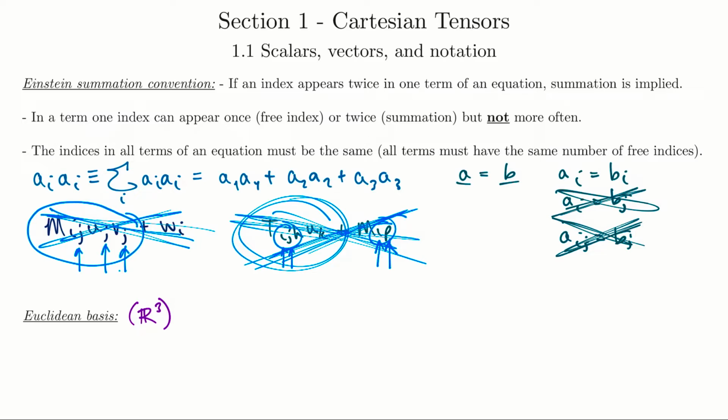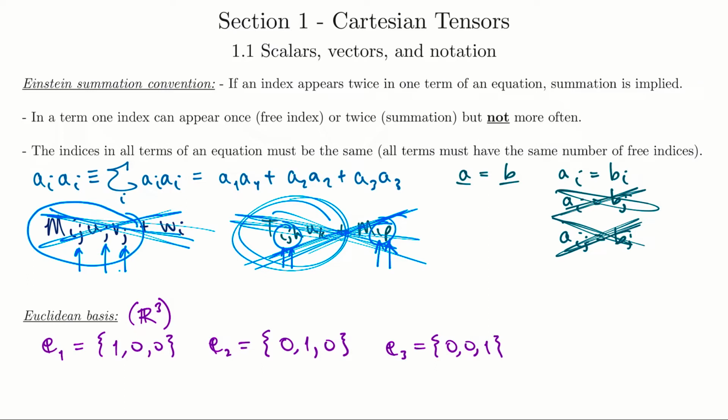And the Euclidean basis would be e_1, which would be 1, 0, 0. That's the vector there. e_2 is 0, 1, 0, and e_3 is 0, 0, 1. I'll just use curly brackets for those vectors. We may also have seen that as e_x, e_y, and e_z. So this is another good example to relate how that free index, if i is 1, 2, 3, we could also think of it as x, y, z.